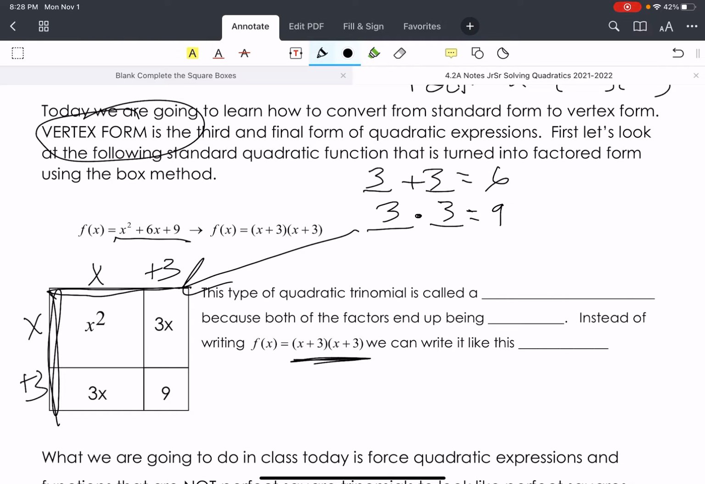This type of quadratic is called a perfect square, keyword square, because both of the factors end up being the same. Instead of writing the x plus 3 times x plus 3, we can write it like this, because that's what an exponent is, right? If I have the same thing times itself twice, then that's the same as x plus 3 squared.